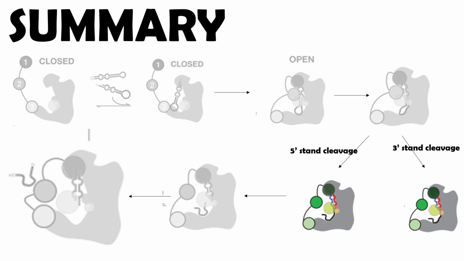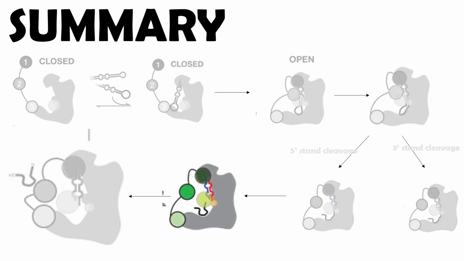So after that, it gets cleaved in both strands. The appearance of the structure looks like this. After that, the loop gets removed, and the matured or cleaved form of the microRNA gets released and looks like that. Thank you.